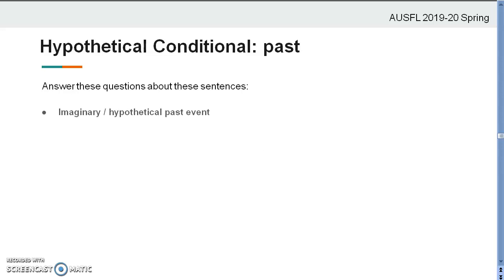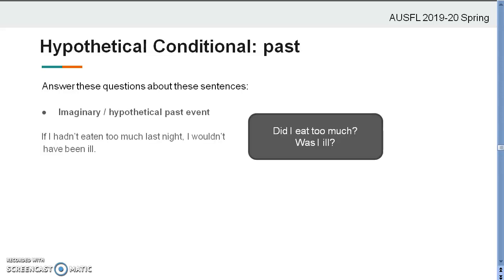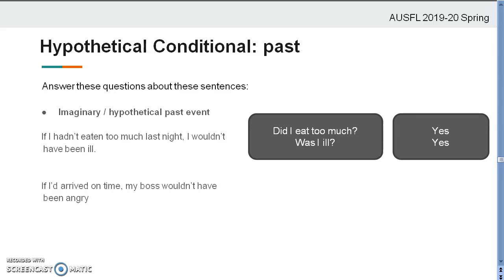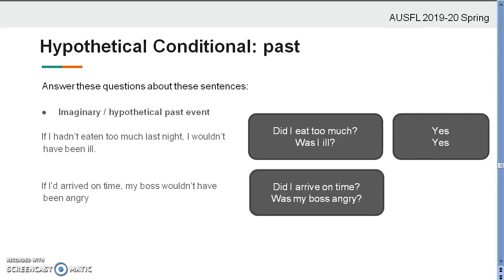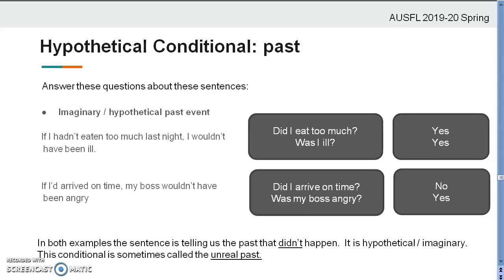So answer these questions about these examples. If I hadn't eaten too much, I wouldn't have been ill. Did I eat too much? Yes. Was I ill? Yes. So this sentence is actually the opposite of what really happened, because it's imaginary, it's hypothetical. If I'd arrived on time, my boss wouldn't have been angry. Did I arrive on time? No. Was my boss angry? Yes, he was. It's the past that didn't happen, imaginary. Sometimes this conditional is called the unreal past.